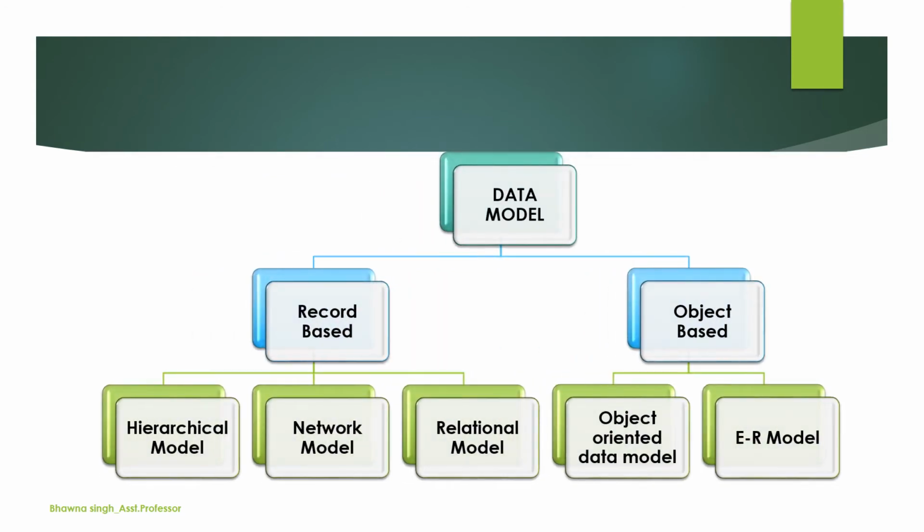Now this is the entire hierarchy of data models, in which we have two types: record based data model and object based data model. Record based data model is further categorized into hierarchical model, network model and relational model, whereas the object based data model is categorized into object oriented data model and ER model, that is entity relationship model. In the previous session we already discussed the record based categories like hierarchical, network and relational. So now in today's session we will continue with the object oriented and ER model.